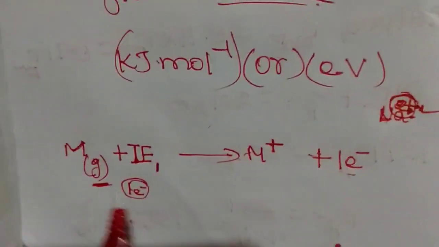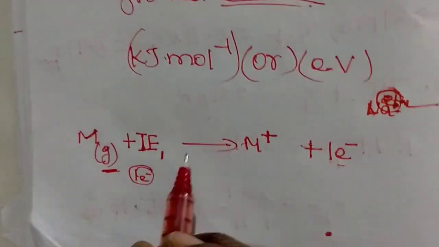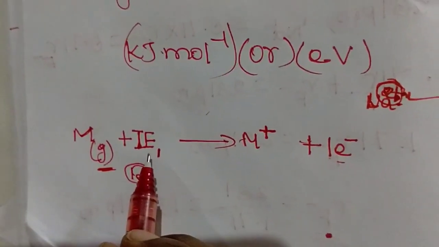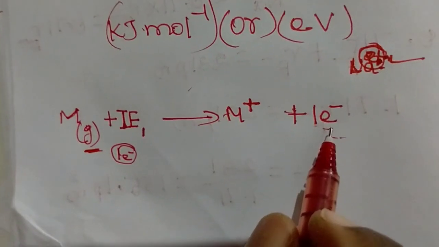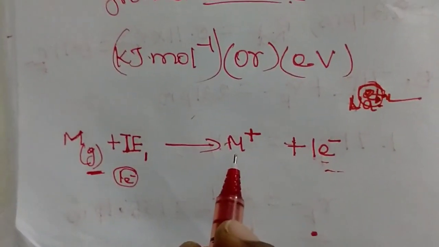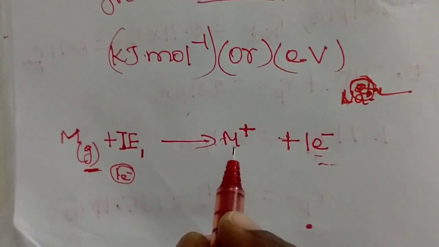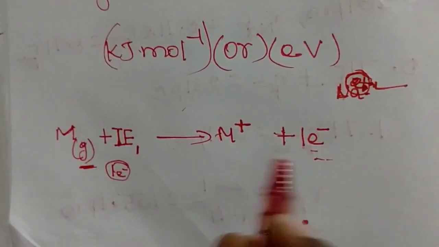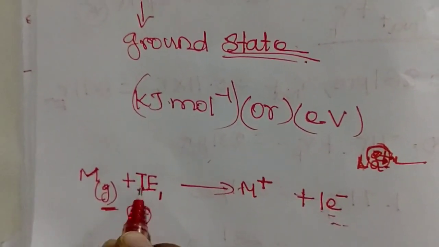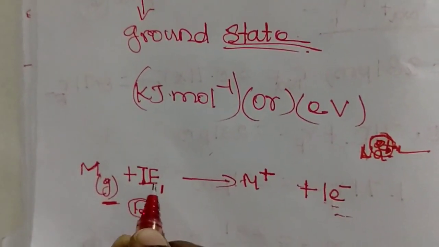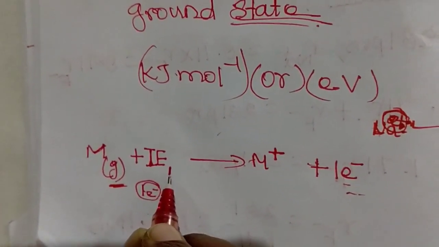So from that equation you have to understand that one gaseous atom requires some minimum energy to remove one loosely bound electron from that atom. So now this becomes M plus. It denotes that it lost one electron because of the ionization energy. This is the first ionization energy, IE 1.